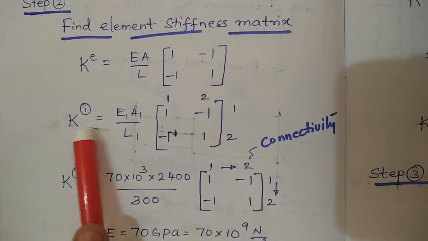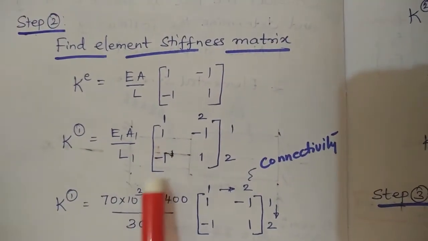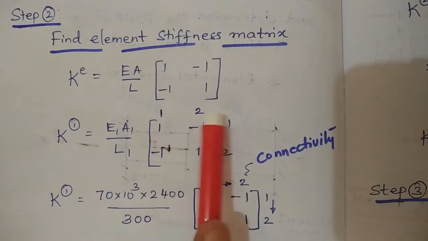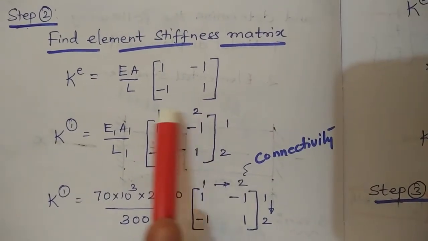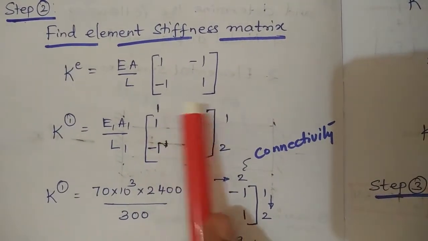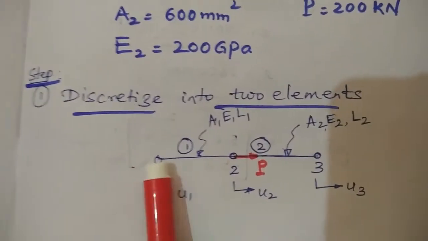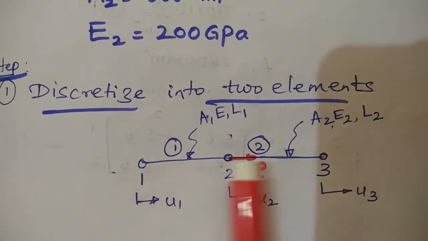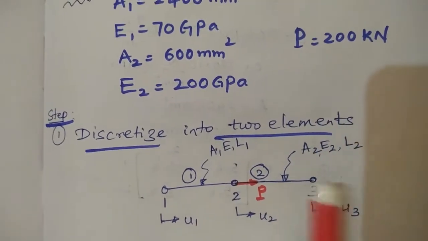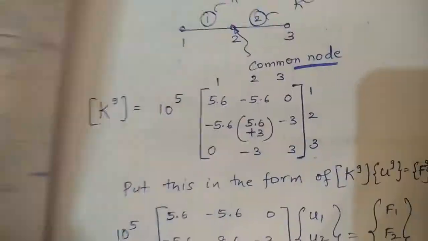Now K1 for element 1, I will be replacing everything by suffix 1. Nodal connectivity is 1 2 1 2. Okay, because element 1 is connected to two nodes. What are those two nodes? 1 and 2. Have a look into it. Element 1 is connected to 1 and 2. Element 2 is connected to 2 and 3. We have to keep this in mind.